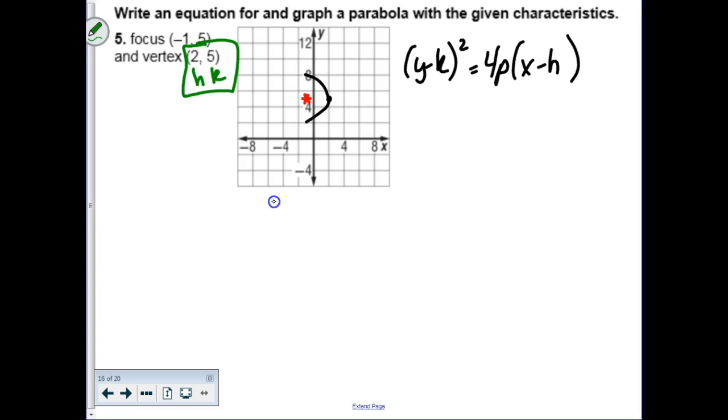But you have to figure out p. I know some of you are looking at this graph going, I already know what p is because it's just the distance between the focus and the vertex, and I know it's negative because of the way it's opening. If you can do that, you're extra awesome.